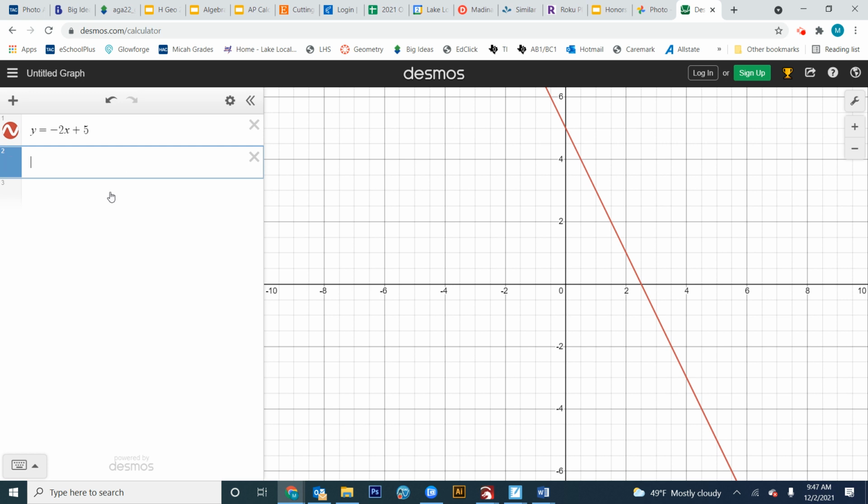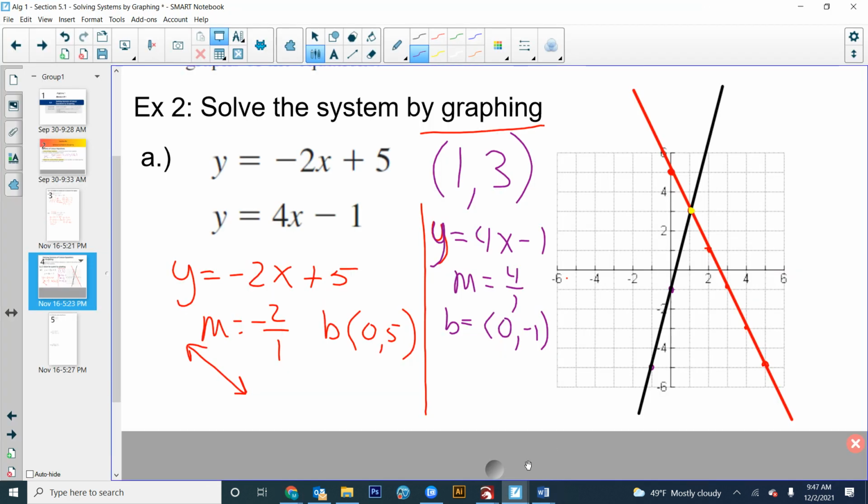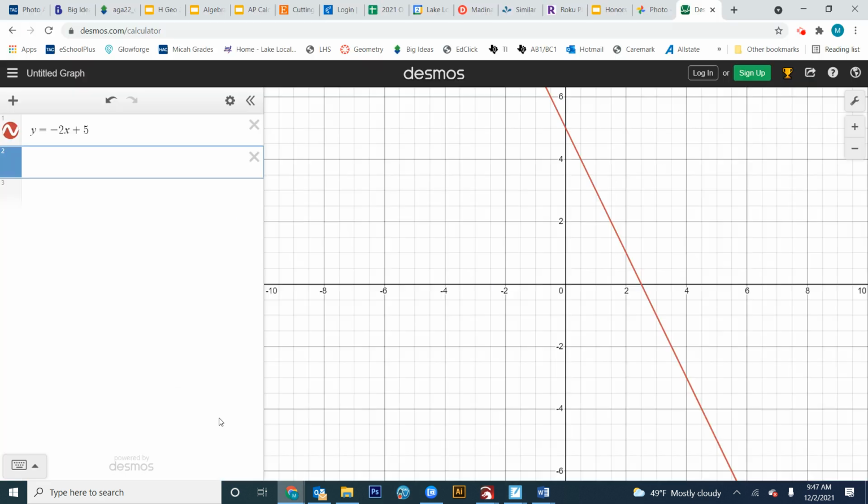I don't think you have to hit shift. Not for mine. For minus? Oh, no. And plus? Yeah, you do have it for plus. All right, and then you hit enter. You get that one. Then the other equation was y equals 4x minus 1. Y equals 4x minus 1. Enter.